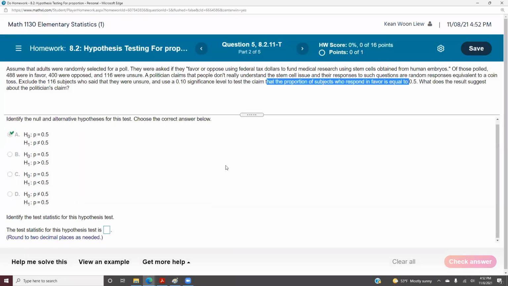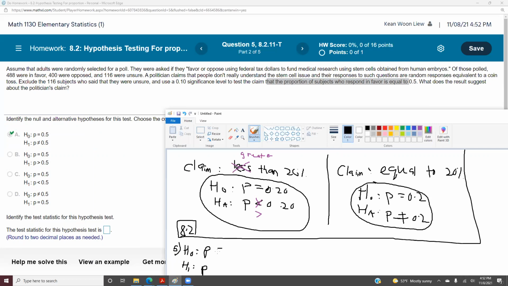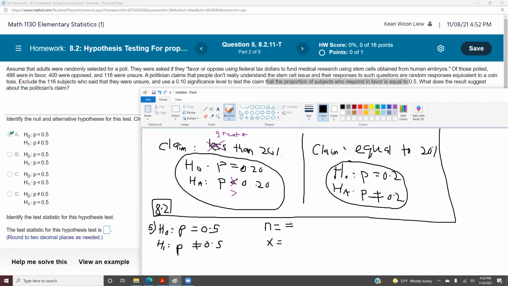Next, we are looking for your test statistic. For your test statistic, you need to go to your StatCrunch. What is your N in this case, and what is your X? N is your sample size or number of observations, and X is the number of successes. N is 516. How do you get 516? 400 plus 116.